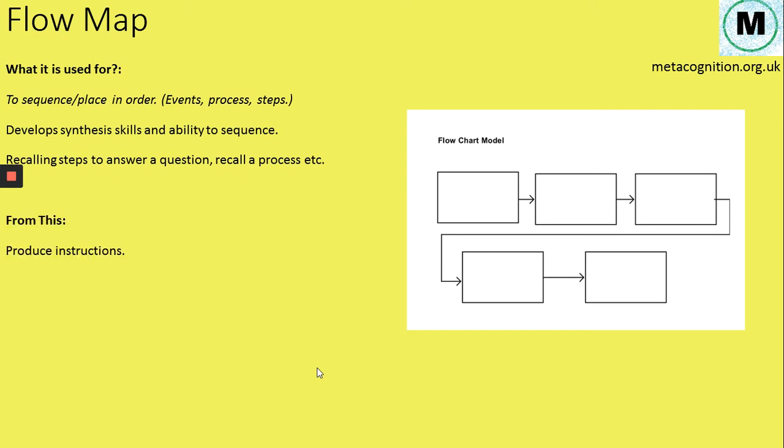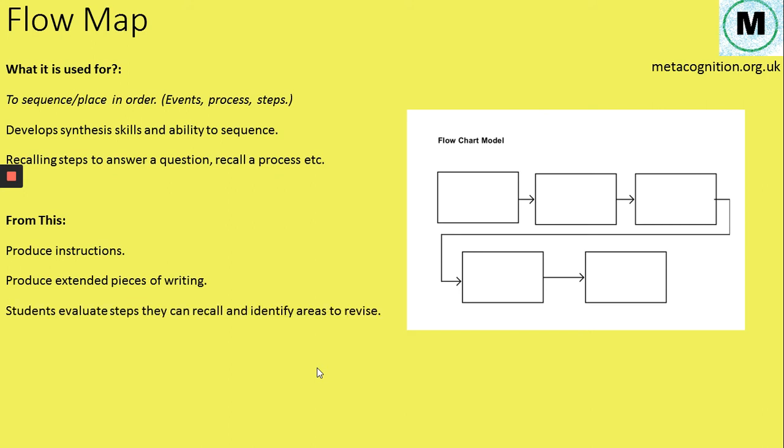So from this, you can produce instructions. If you need students to practice instruction writing, this is a really strong template for it. They can produce extended pieces of writing. So if they've planned out a story, possibly using this flow map model, if they've planned out a descriptive piece of writing, this will happen, then this will happen, then this will happen. It gives them a checklist to go through whilst they're writing up their piece of work.